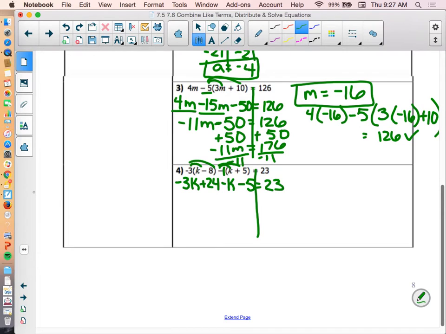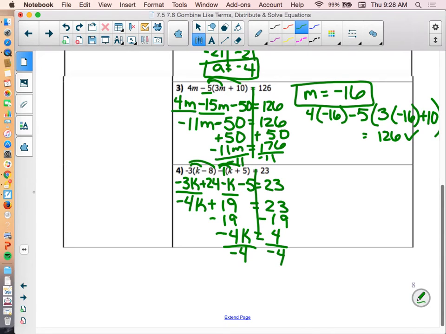Again, you can ask questions in class if I'm going too fast, or you could rewind the video. Negative 3k minus k means that I have more negative and I owe more, so I have negative 4k. And then 24 minus 5 is 19, and it's positive, so I do plus 19. Okay, now again, I have a two-step. I undo addition with subtraction. I have 4 equal to negative 4k. And then I divide by negative 4 because the opposite of multiplication is to divide. And lastly, I have k equals negative 1.